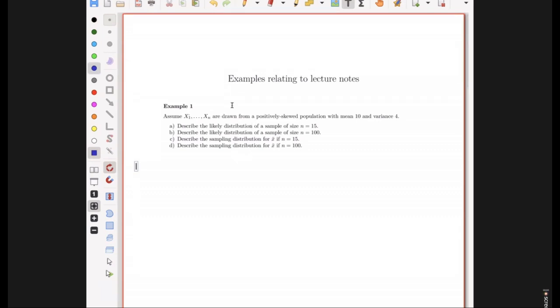What are we likely to see in a distribution of a sample of size 15? What can we say about that distribution?